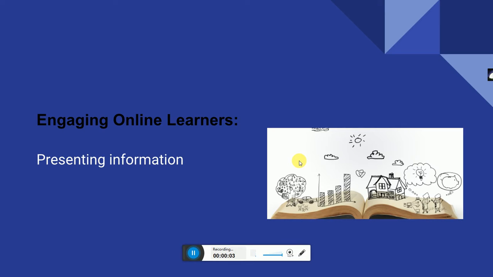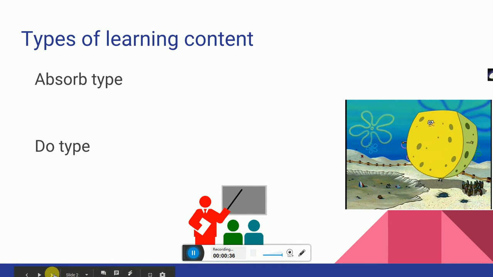Hello, everyone. This unit is talking about how we understand online learning content in two formats. This unit is based on what Horton calls two different types of online learning content. One type is called the absorb type. The other type is called the do type. So the absorb type is what really is our focus here.